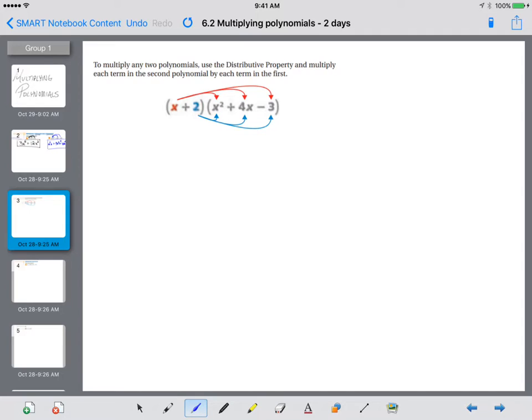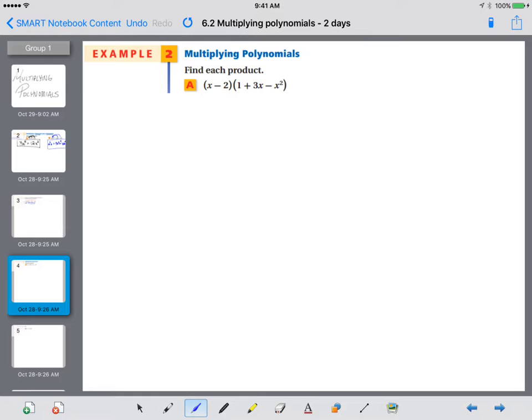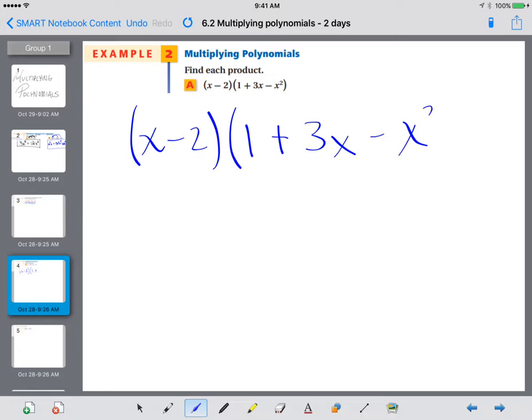There are 2 ways to do this, and I'm going to show both ways in different examples. This is an example where we have a polynomial with 2 terms and a polynomial with 3 terms, in which we can use the unabbreviated FOIL method or distributive property and multiply each term in the first polynomial with each term in the second. So here's our example. We have x minus 2 times 1 plus 3x minus x squared.